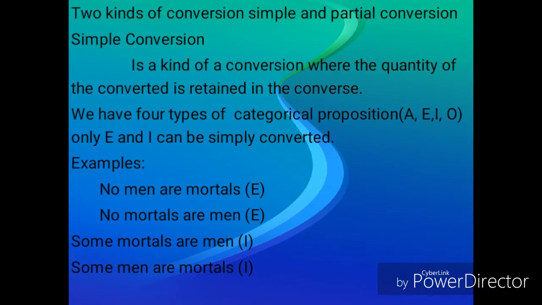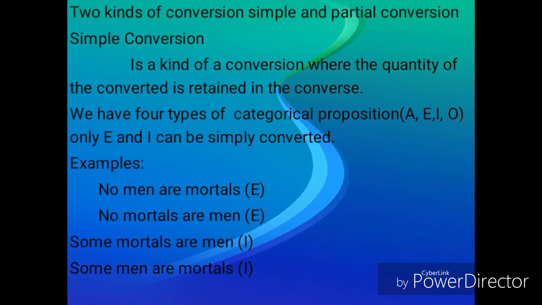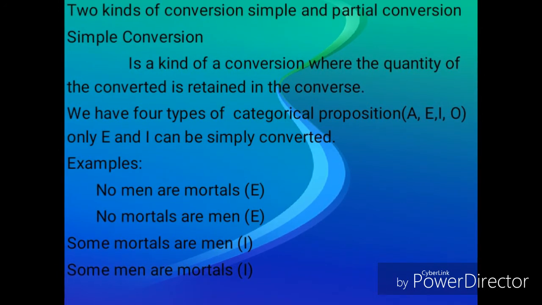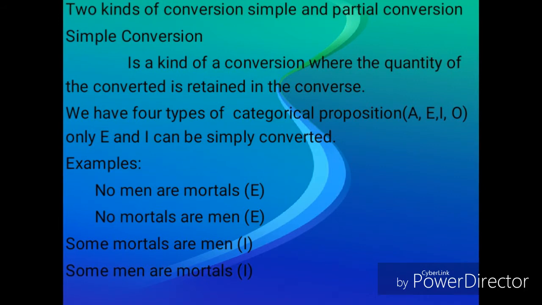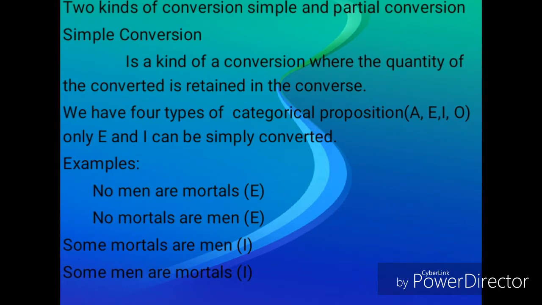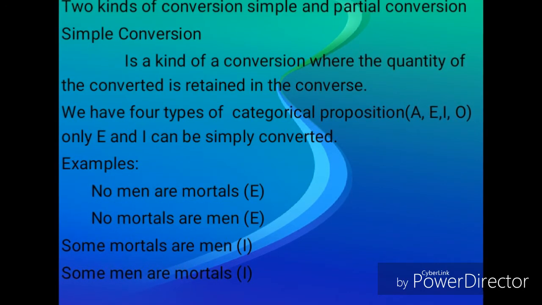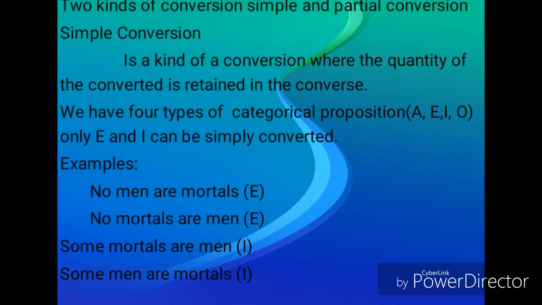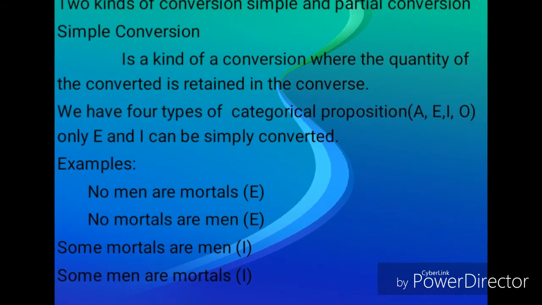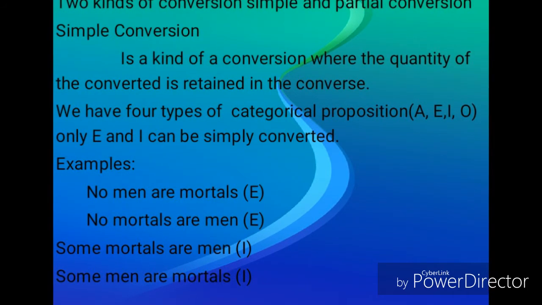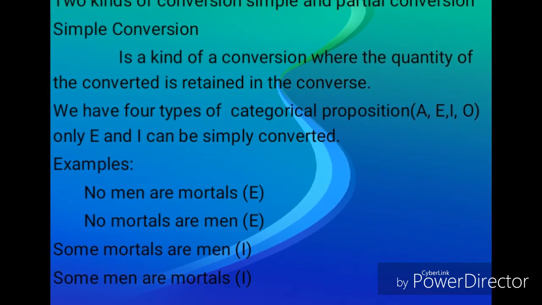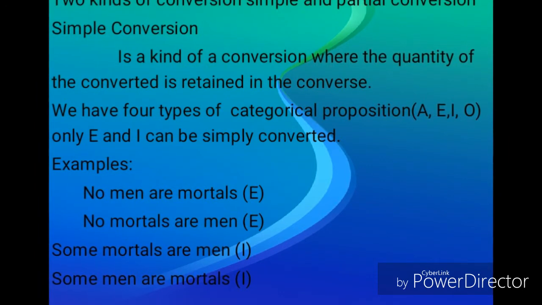There are two kinds of conversion: simple and partial conversion. Simple conversion is a kind of conversion where the quantity of the convertend is retained in the converse. So, in simple conversion, the quantity of the subject that we convert will continue in the converse.